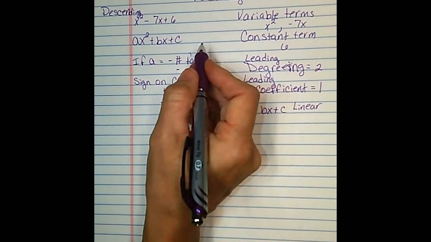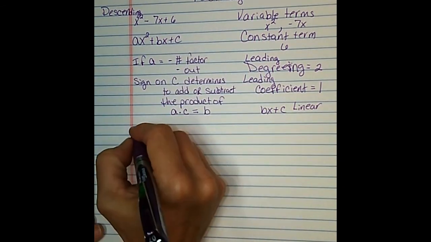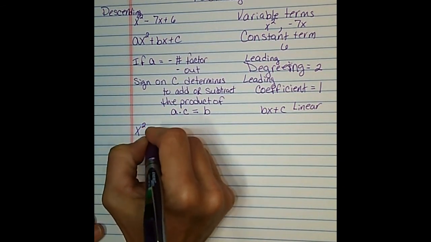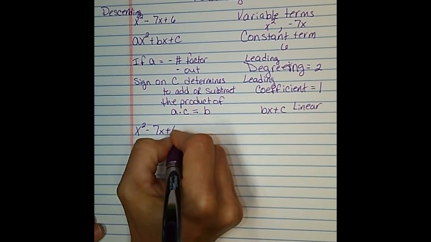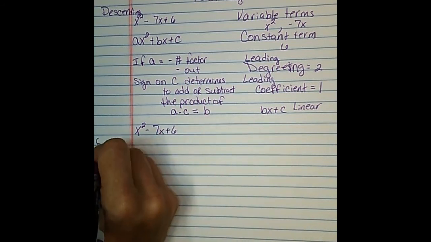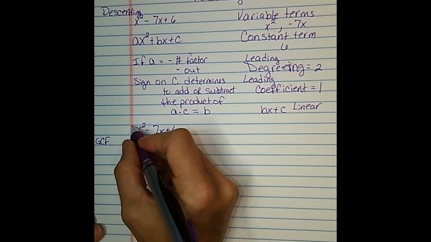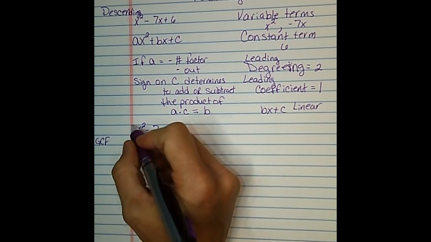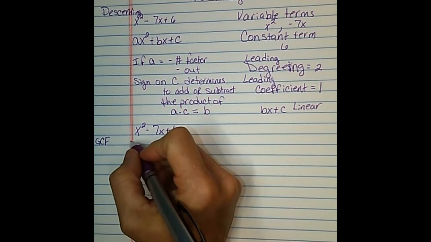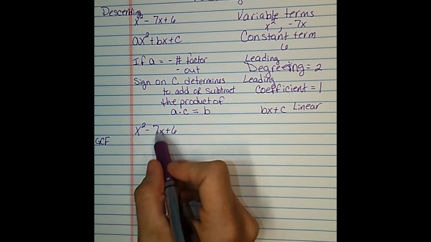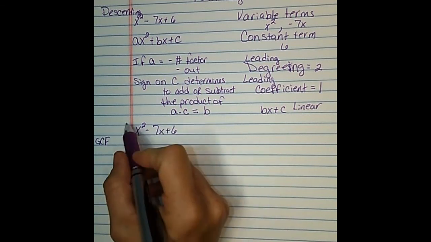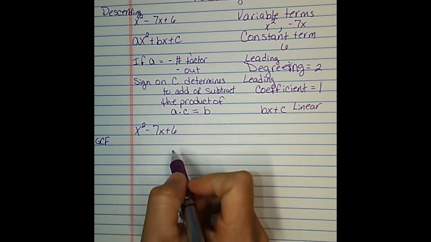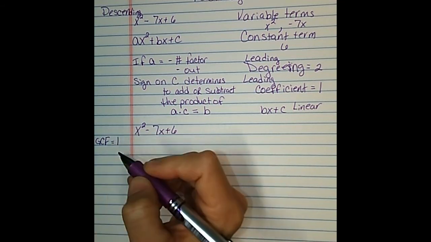So let's use this example at the top to do that. Is it written in descending order? Yes. What is my GCF? Well, I see that I have a positive 1. If it was a negative 1, I'd factor negative 1 out. If it's a positive 1, that means that for the 7 and 6, 1 is the only number that will go out of all of them. So my GCF is 1.